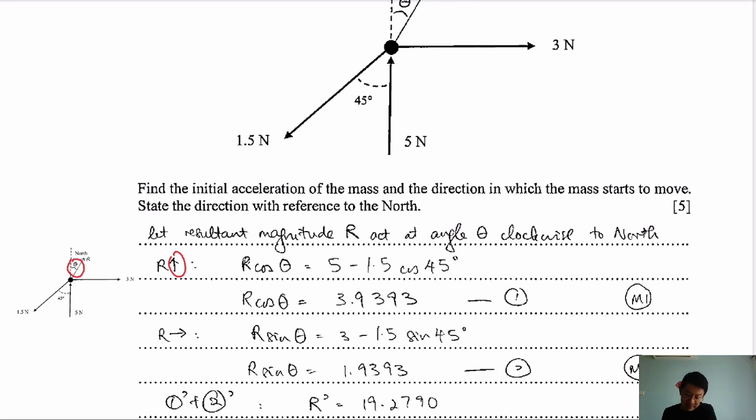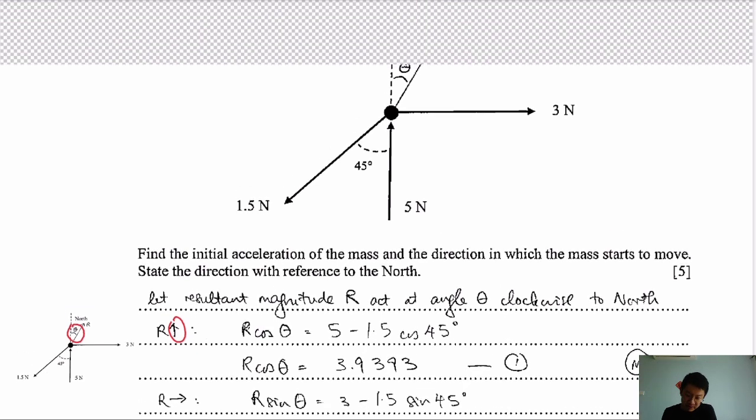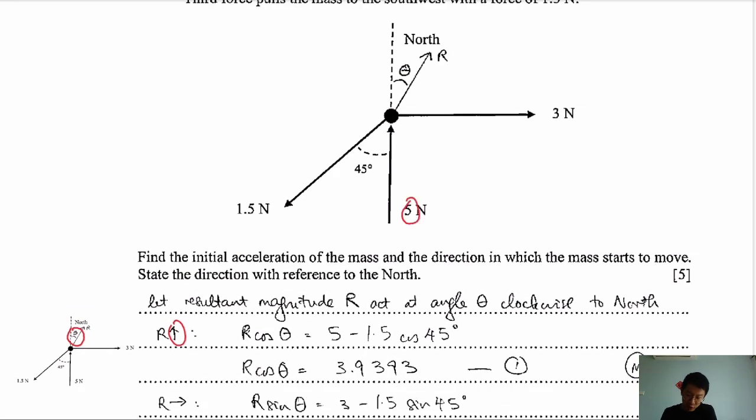How do we consider this? By looking at whether there are other vertical forces which make up this resultant force in the vertical direction. In the vertical direction, we have 5 Newton going up, which is shown here, and then another one, the 1.5 Newton, which we need to resolve downward.